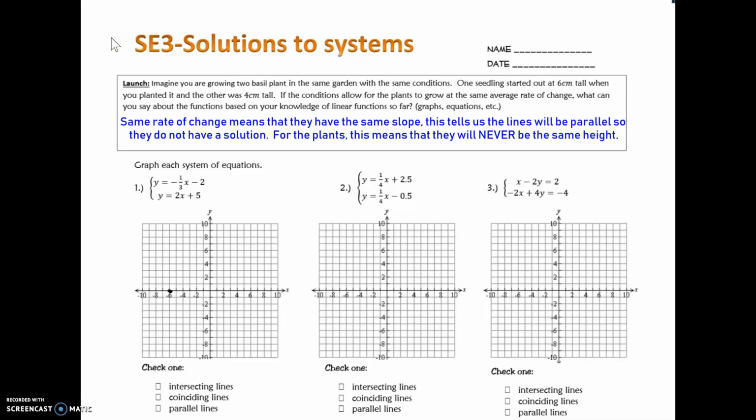A good response to this situation would be something that is similar to what I have. I said that the same rate of change means that these two functions will have the same slope, and this tells us that the lines will be parallel, so they do not have a solution. For the plants, what this means in the context of this question is that the plants will never be the same height, because if the two lines will never intersect, then that means the height of the two plants will never be at the same height in centimeters.